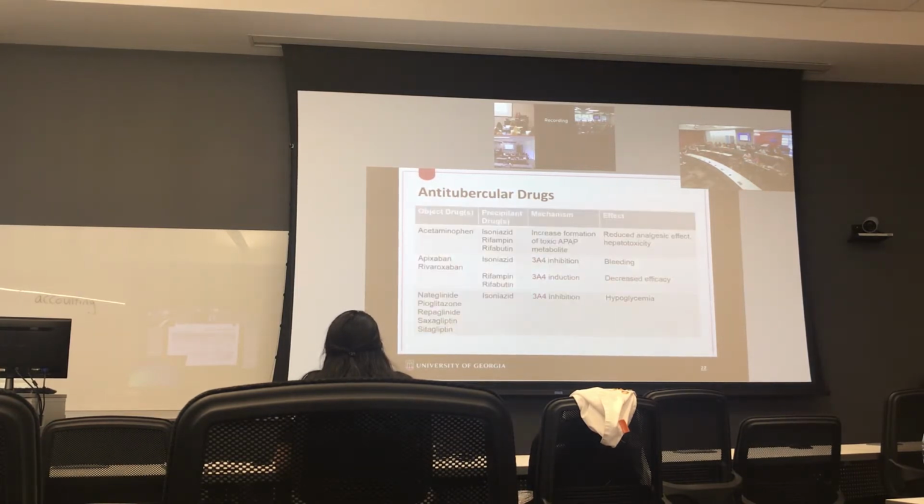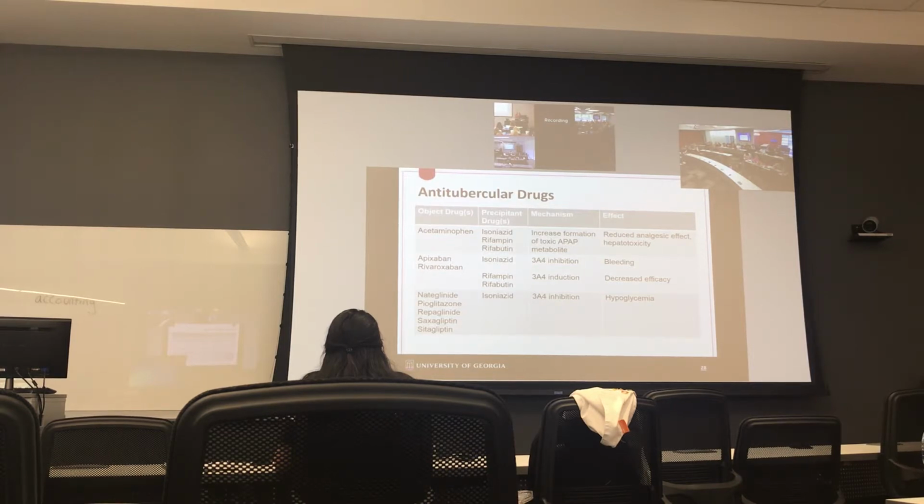So isoniazid, rifampin, and rifabutin can increase the formation of toxic acetaminophen metabolites. So this results in both reduced analgesic effect and hepatotoxicity. So if a patient's on one of these agents and acetaminophen together, it will typically be recommended to not use more than 2 grams of acetaminophen a day.